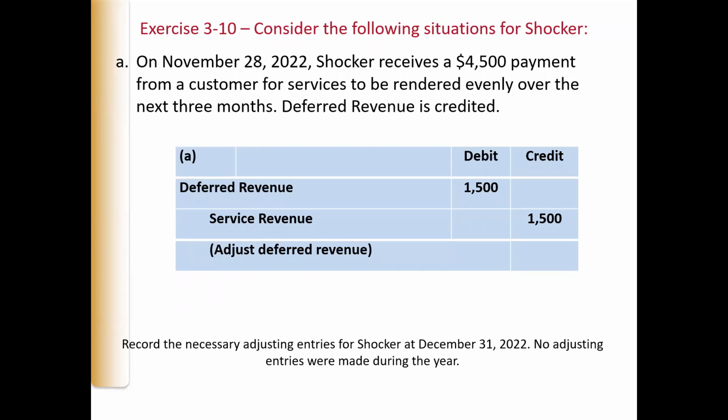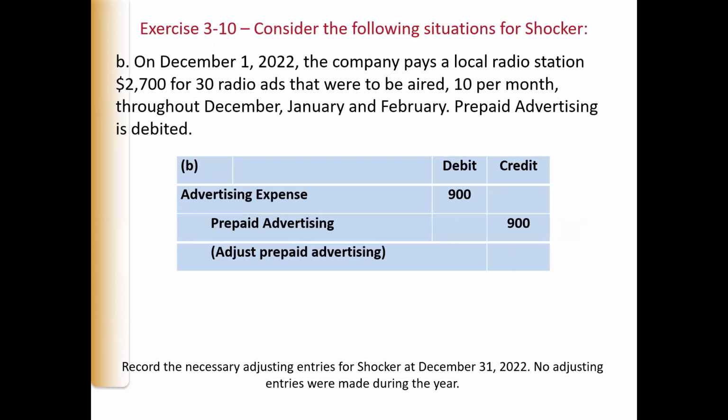1,500. So at the end of December, we've provided a third of those services already. Therefore, we debit our deferred revenue, 1,500, and we show it as service revenue because we've earned it. We'll do the same in January. We'll do the same in February because they gave us 3 months worth of money in advance for services that were going to be provided over 3 months.